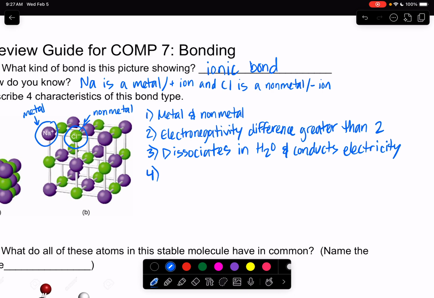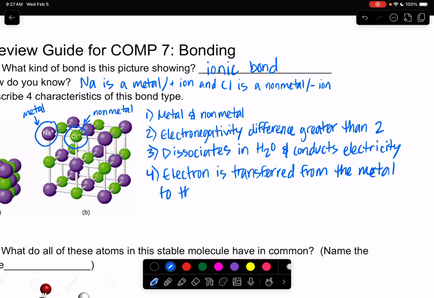And then another characteristic is that the electron is transferred from the metal to the nonmetal. And that can be seen in the models. So electron is transferred from the metal to the nonmetal.